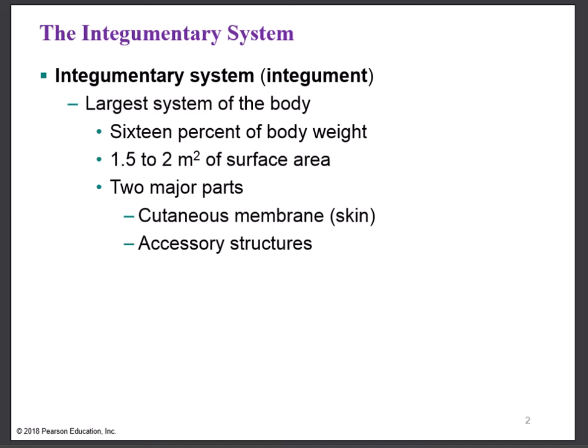The second portion of the integumentary system includes the accessory structures. You don't have to write it down here. I have it for you in subsequent slides. But the accessory structures include our hair, our glands that are in the skin, and then our fingernails and toenails. All right, we'll talk about them a little bit more later.